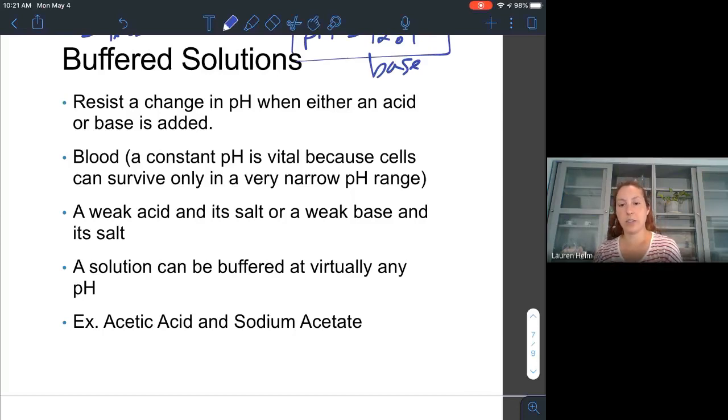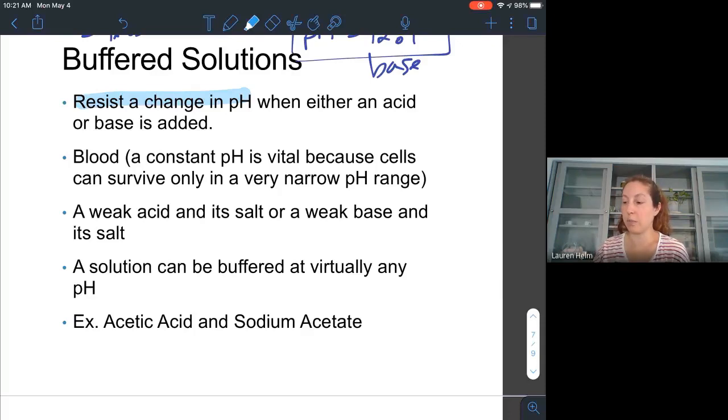All right, while you're thinking of your questions, I just want to do a quick refresher on buffered solutions. We talked about these in our acid-base unit, and we're going to talk about them again this unit. So a buffered solution is a solution that resists a change in pH when you add an acid or a base.